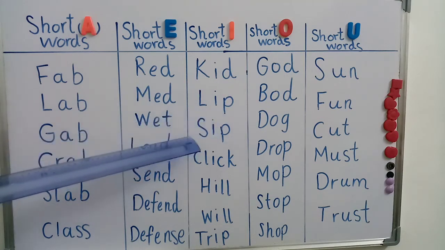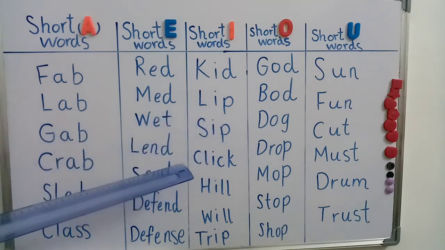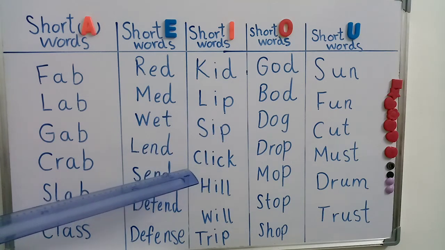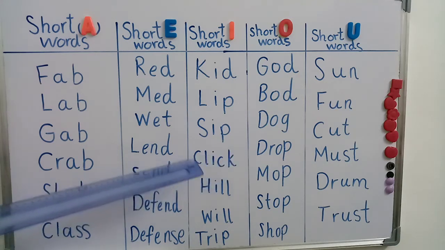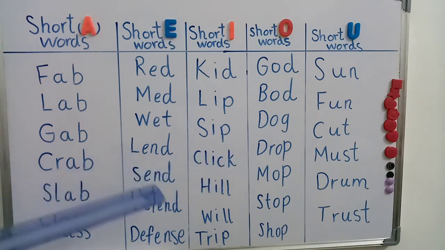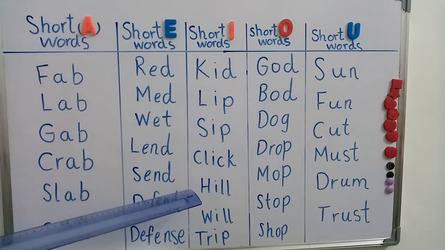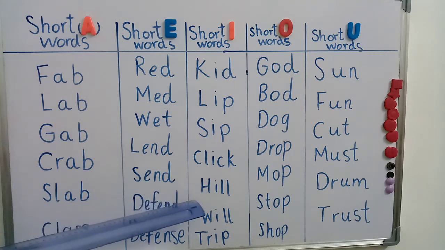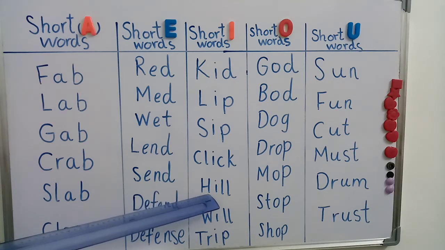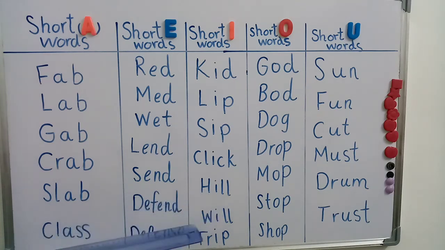Lip, step, step. Click, click, click. This is K, L, I, K. Click. Look. Okay, we have H. What does the H say? The H says ha. Every letter makes a sound. So we have ha and I, hi. Hill. Okay. The W says wa. Wa and I. Will.